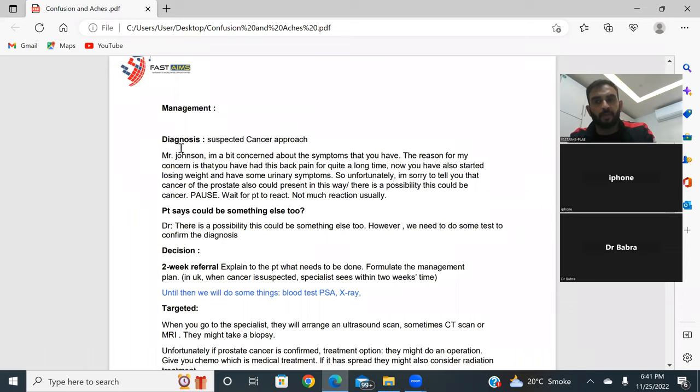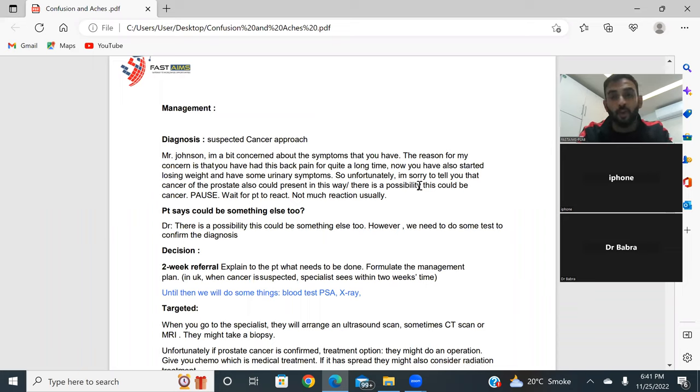What is the suspected cancer approach? Because you have to give the warning shots. You have to give the warning shots. What are the warning shots? You have to prepare the patient's mind to some extent that something serious is coming. Mr. Johns, I am a bit concerned about the symptoms you have. The reason for my concern is that you have had back pain for quite a long time. Now you have also started losing weight and have urinary symptoms.